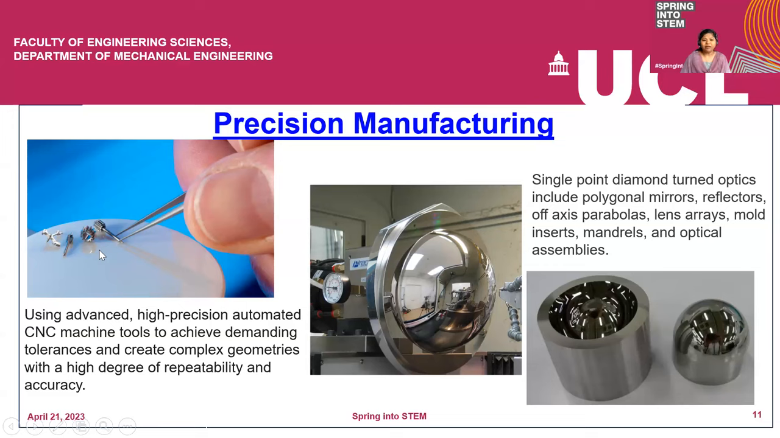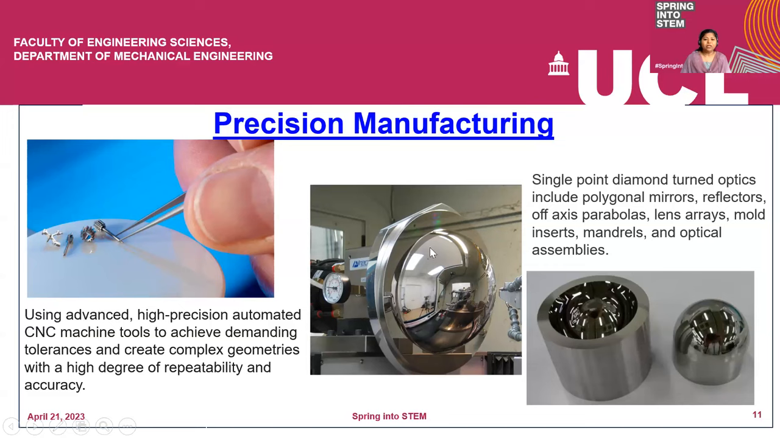So what are the other alternatives to CNC machines? We have conventional machines, which are operated by operators. They literally move the tool against the workpiece. You can't produce these high precision components using those conventional machining methods.